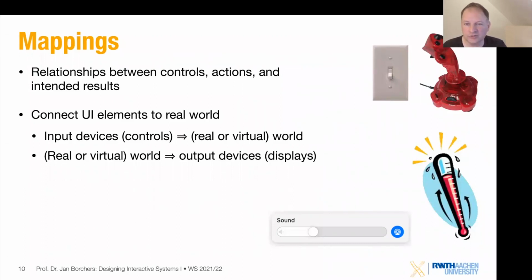Now, okay, so we understand mappings are between, on the one hand, input devices, controls, and their effect in a real or virtual world, or something in the real or virtual world and how it is being displayed, communicated to the user using output devices, displays, widgets, if you like. Now, when are these mappings good?